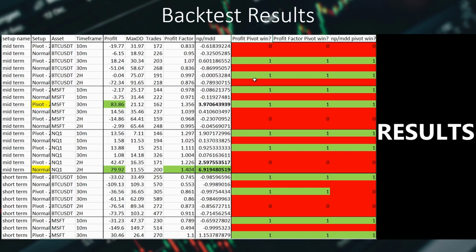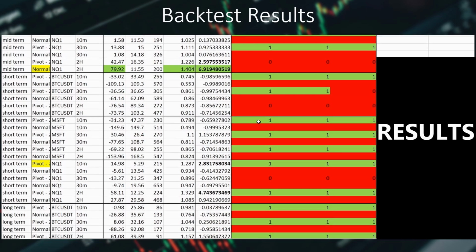Here I collected the points for the pivot-based super trend, so if the pivot-based super trend performed better than the normal-based super trend, then here you should see a 1. In this first combination, that was not the case. Here the normal super trend performed better. But on the next combination, the pivot base was better because it had a 0.1 net profit divided by maximum drawdown ratio compared to the normal super trend's negative 0.86 net profit divided by maximum drawdown ratio. But now let me reveal the results.